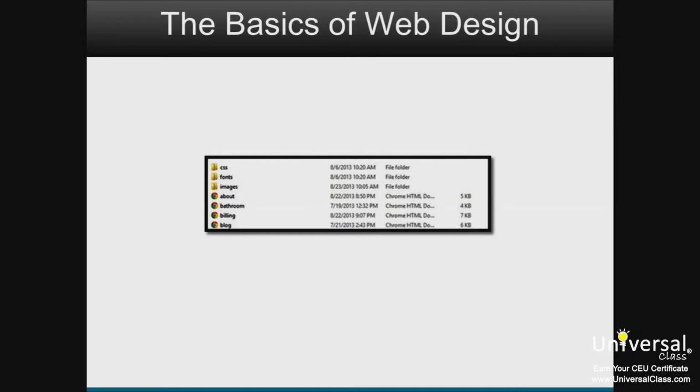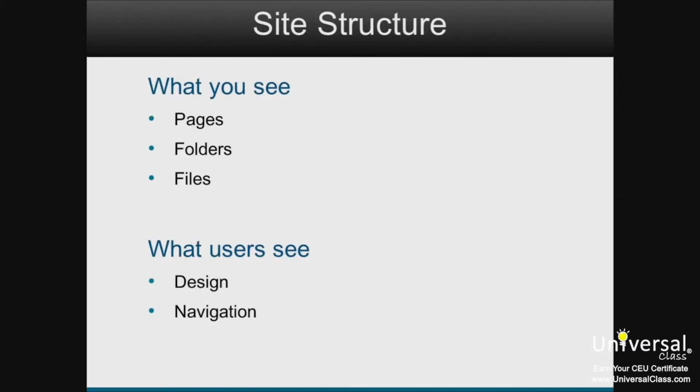Above the pages, you see the subfolders: CSS, fonts, and images. All images we use in our site are contained in the images folder to make the site more organized and images easier to find if we want to change or remove them. Your website structure has two sides. What you see, which is like the folders that we saw in the previous slide, and what visitors who come to your site see. What you see is made up of pages, folders, and files. What your user sees is the design and navigation, or how they get from one page to the next. Let's discuss both sides of your site structure.